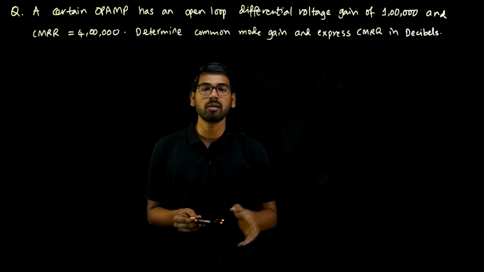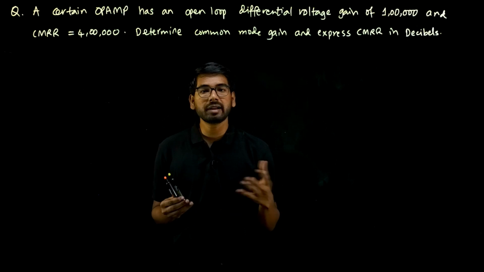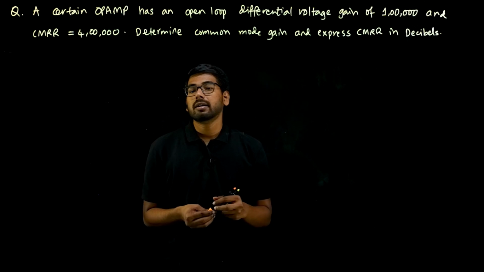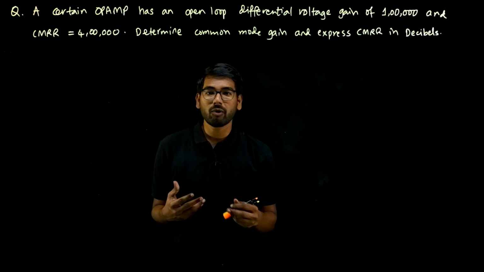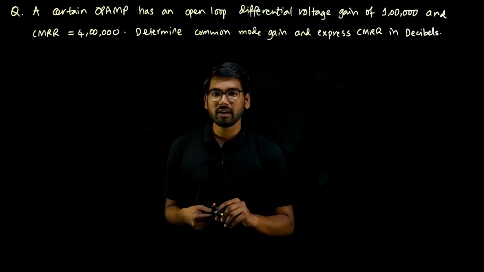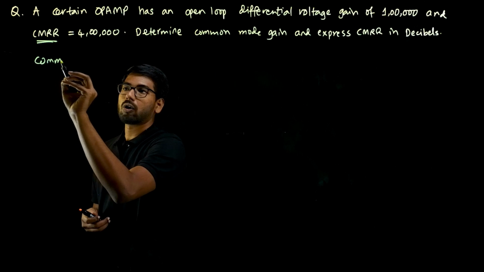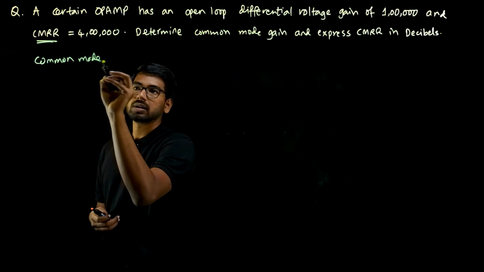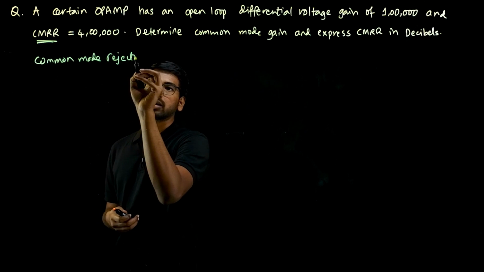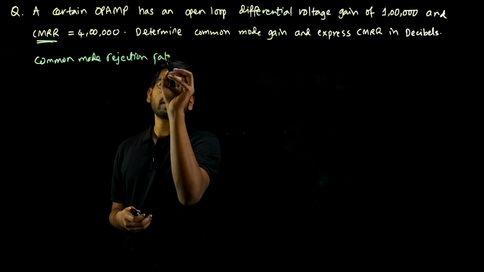Okay, this is a very simple problem numerically, but the question here is, what is a CMRR? What do you know about CMRR? Let me tell you a few things about that first. CMRR is the common mode rejection ratio. This is a parameter of an OPAMP.